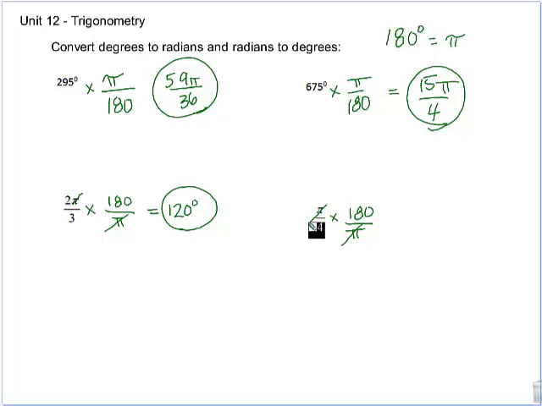Your pi's end up canceling, so we just have to take 180 times a fourth, or divided by 4, to get 45 degrees. You could also convert these by looking at your unit circle, seeing that pi over 4 is equivalent to 45 degrees. Similarly, you'd have 2 pi over 3 is equivalent to 120 degrees on your unit circle.